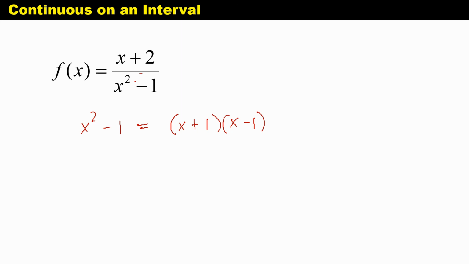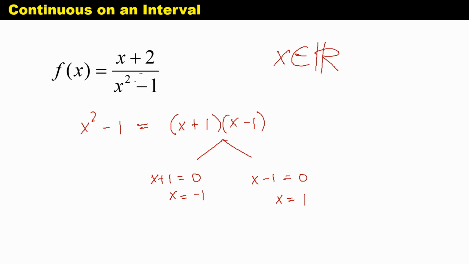Now let us equate our two factors to 0. So we have x plus 1 equals 0 and x minus 1 equals 0. So we get x equals negative 1 and x equals positive 1. Now, since negative 1 and positive 1 can make our denominator equal to 0, therefore our final answer is that x is an element of the real numbers such that x is not equal to plus or minus 1.